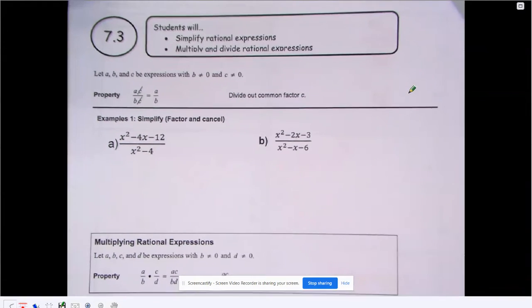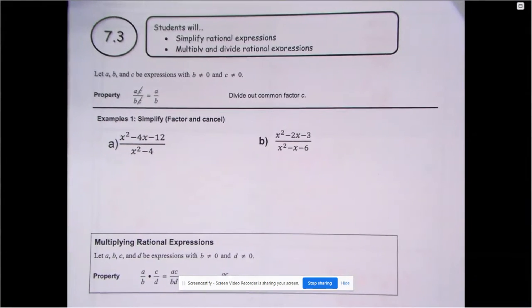Today we're going to be doing the notes section 7.3. It should be 7.1, but that's okay. What we're going to be doing today is simplifying rational expressions. And if you look at your new word wall that you should have picked up, we should understand that a rational expression is basically anything that's a fraction.